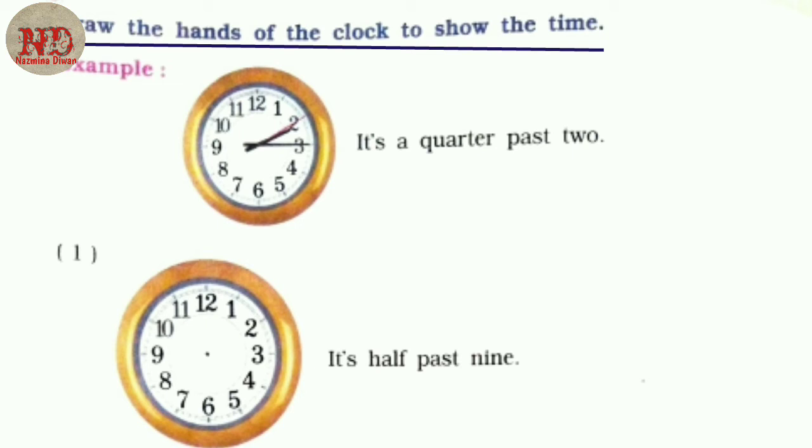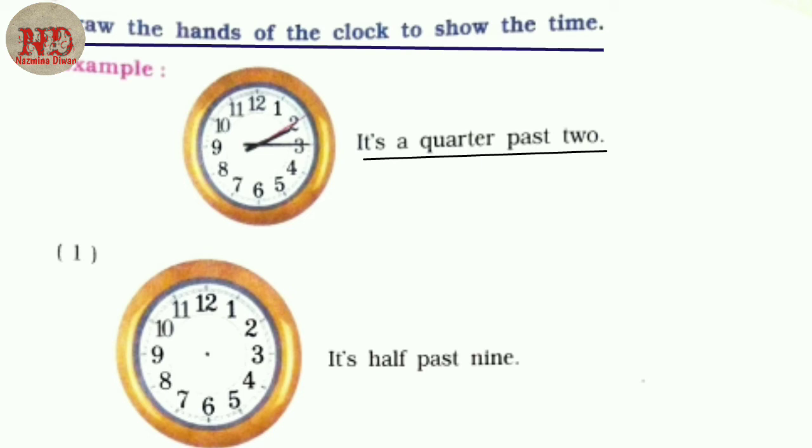Let's see. It's a quarter past 2. So students, quarter past means 3. So a long hand will be on 3 and a short hand will be on 2. Okay students, it is also called 2:15.